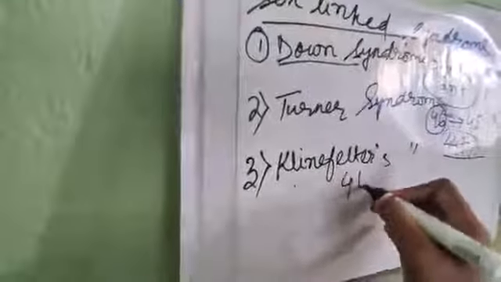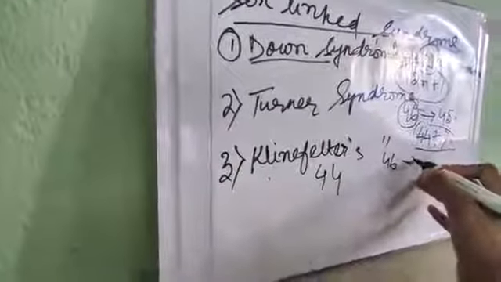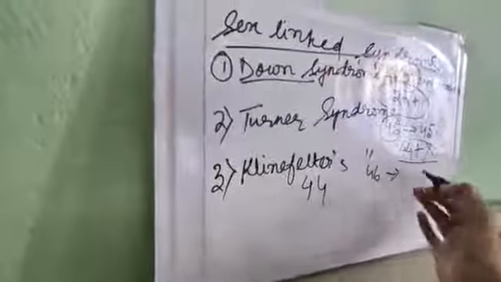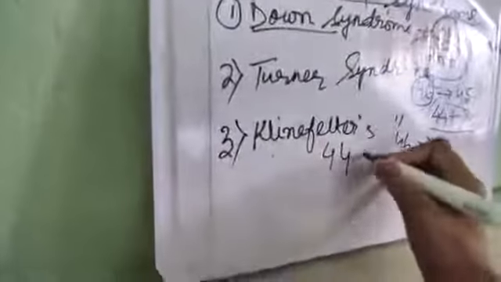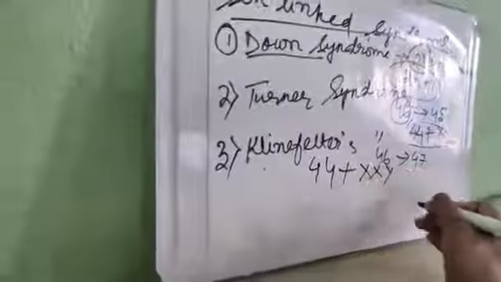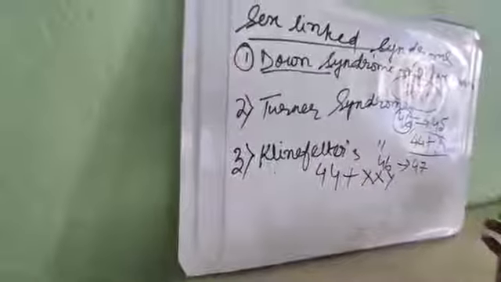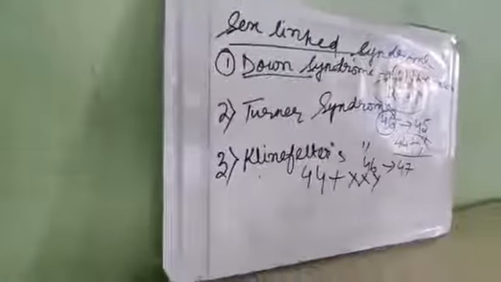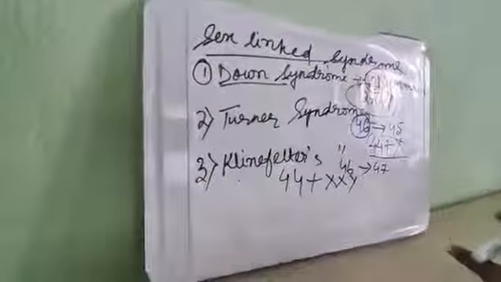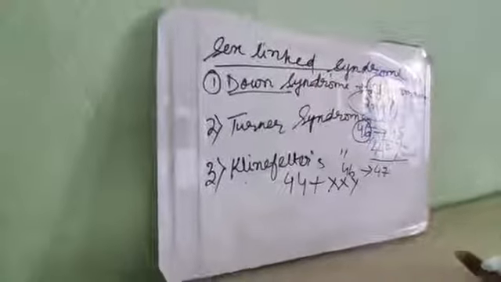What happens over here? See, there we got 46 to 45, but here we will have 46 to 47. That means one chromosome will be extra, 44 autosomes and XXY. That means 47 in total. All this is produced due to the effect of non-disjunction. That means the homologous chromosomes cannot be separated, and due to this an abnormal gamete is formed, and when this abnormal gamete undergoes fertilization, an abnormal zygote will be formed.